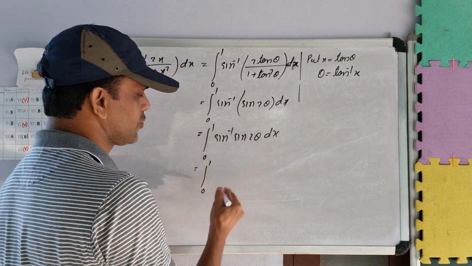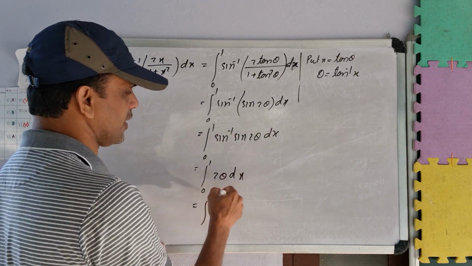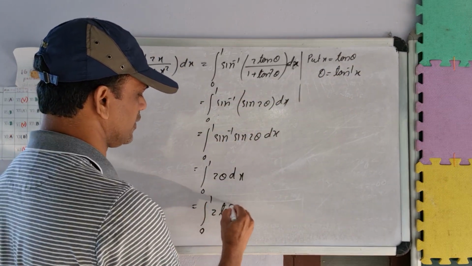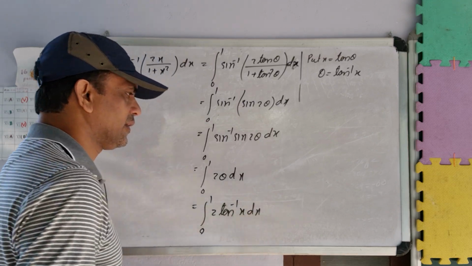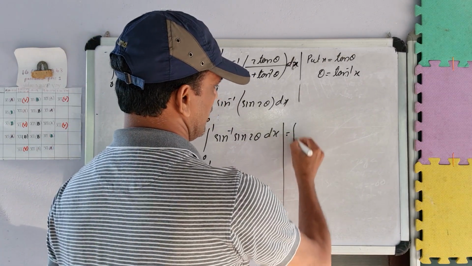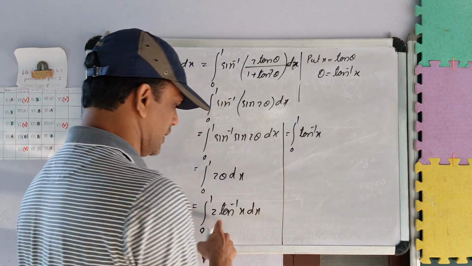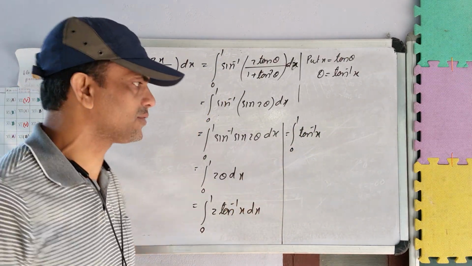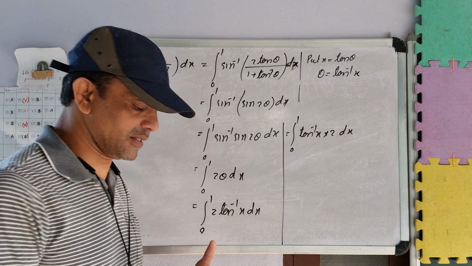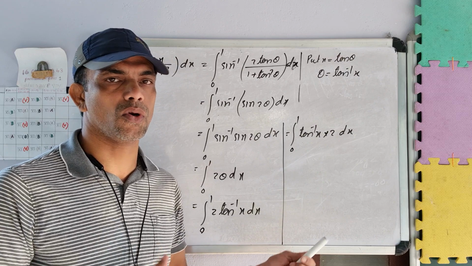So sine inverse sine 2 theta is nothing but 2 theta, and now we change this theta to tan inverse x. It becomes the integral 0 to 1 of 2 times tan inverse x dx. And this is the first process of integrating this term. I rewrite the term as the integral 0 to 1 of tan inverse x times 2 dx, because I plan to apply integration by parts here, the product rule of integration.